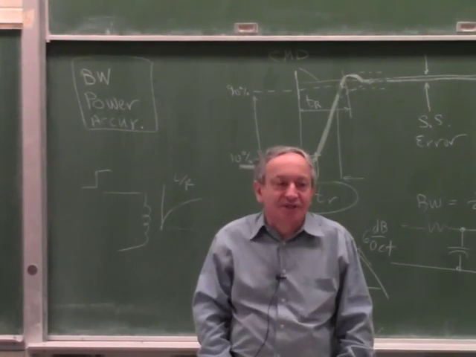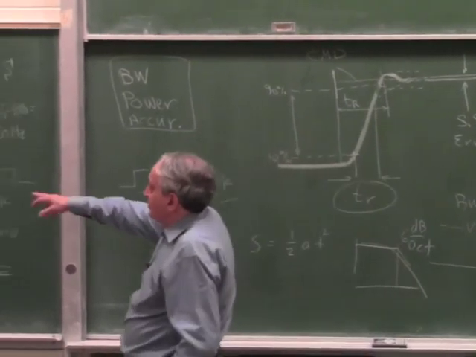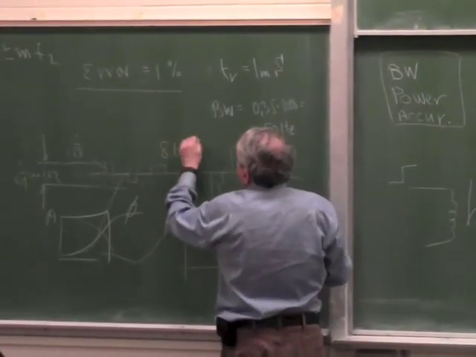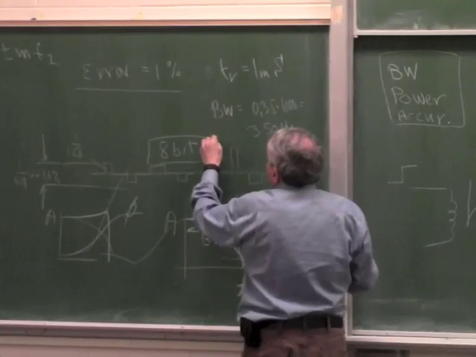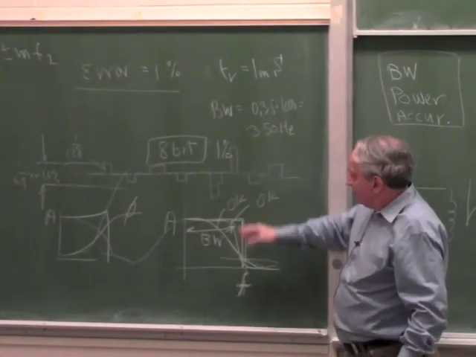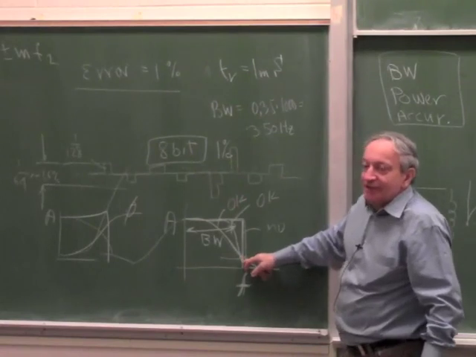Let's talk about digital system. Let's talk about the same system we drew here. It's an 8-bit system to give us 1%. So let's go back to this example. I want to know how to calculate this point of the filter.